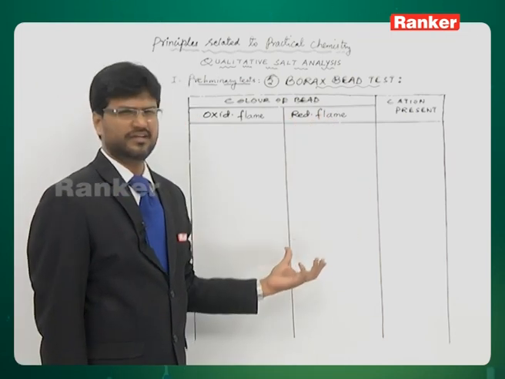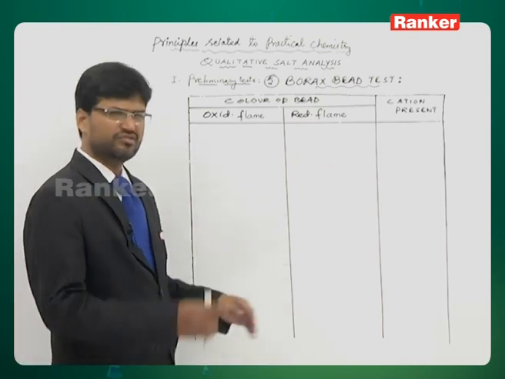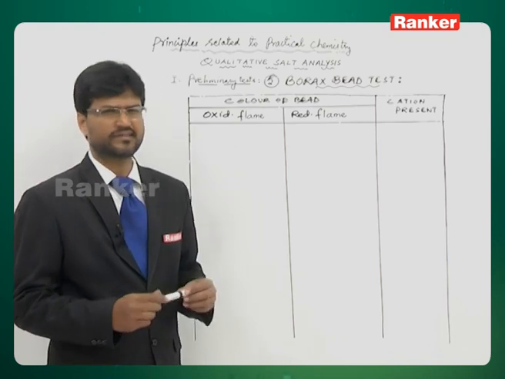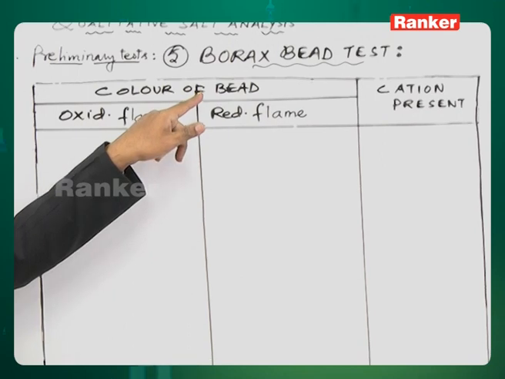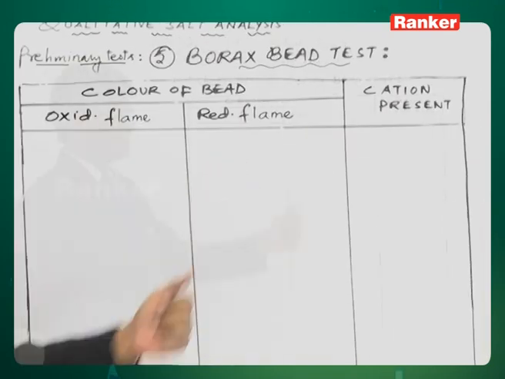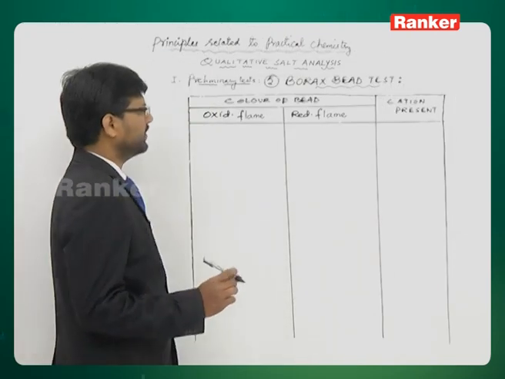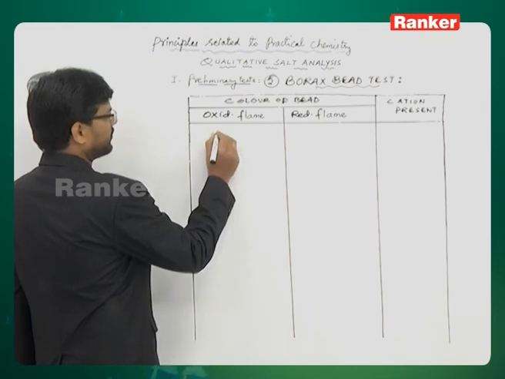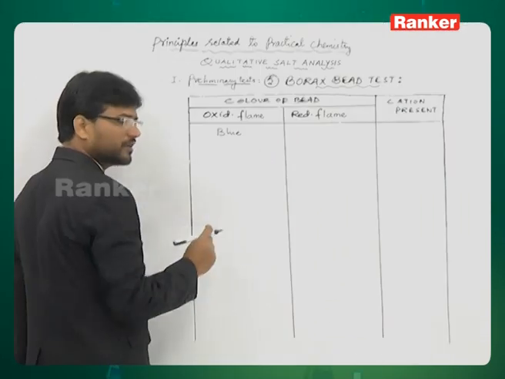First we'll talk about the various types of colors you get in borax bead test, and after this I'll show you what are the reactions involved in the borax bead test. See, the first column I have made is color of bead, and in this you have two parts, oxidizing flame, reducing flame. On the other side you have cations present in the salt.